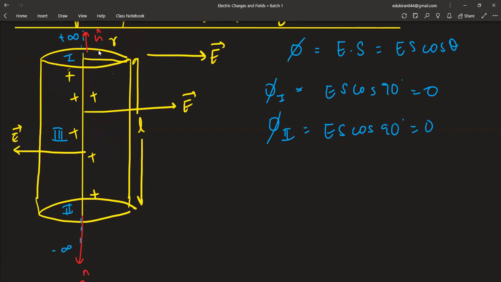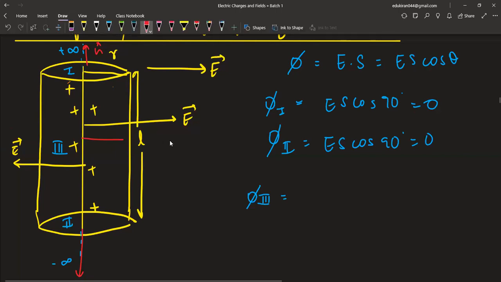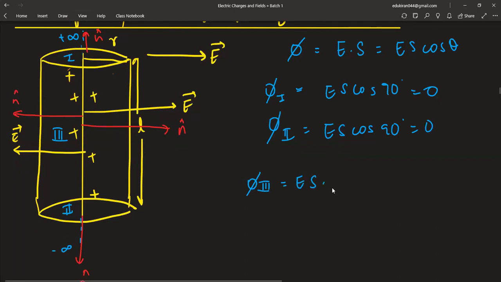Now we just have this third surface. Due to this third surface, we will be calculating the flux, and whatever flux we get will be our entire flux. Even if we take the area vector n cap on this side or on the opposite side, it is making 0 degrees. And you know ES cos 0 degrees, cos 0 degrees is 1. So this becomes E into S.